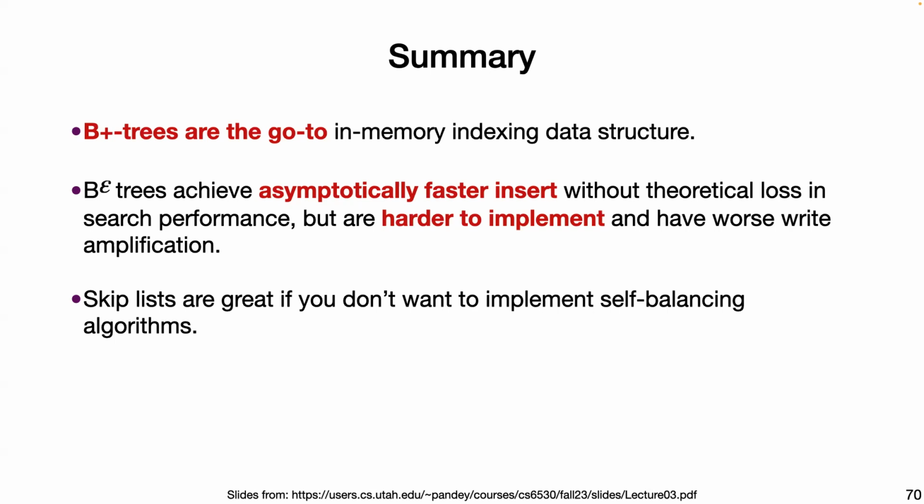And I was talking about skip lists last time. They're really good if you don't want to implement self-balancing, because you can just do the randomization. And PMAs and LSM are both cache oblivious data structures, which means that you don't need to know the cache parameters. Yeah, thank you. I am out of time.